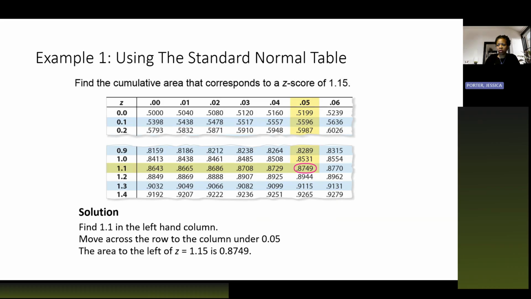Now, finding the cumulative area using the standard normal table. So find 1.1 in the left-hand column for 1.15. That's what we're looking for. If we're looking for a z-score of 1.15, we would look for 1.1 on the left-hand side. And at the top, we're looking for 0.05 because 1.1 plus 0.05 is 1.15. That area is going to be 0.8749. So basically where they come together, that's the area.